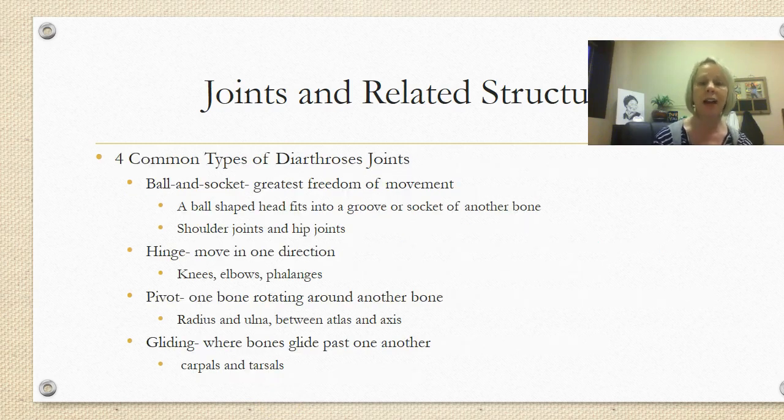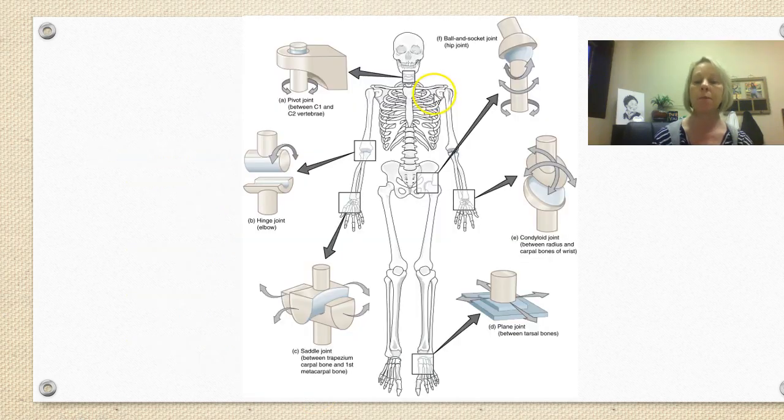4 common types of diarthroses, freely movable joints, are ball and socket joints that have the most movement, found at the hip and at the shoulder. Another type would be a hinge joint found at the elbow and also at the knee and the ankle. We also have a plain joint that is found, for instance, between the tarsal bones or between the carpal bones.